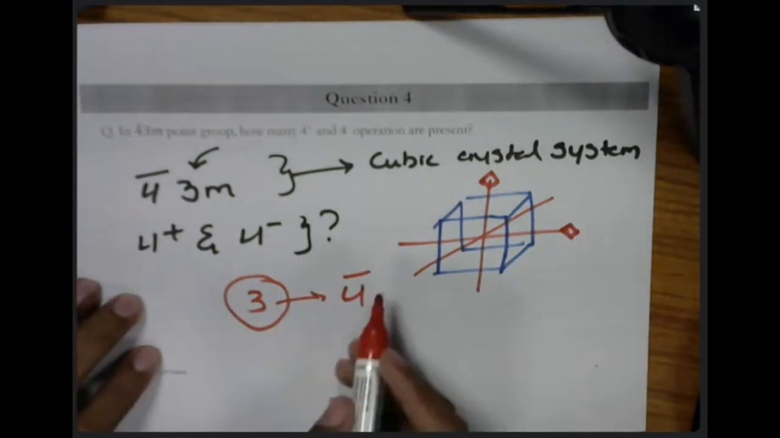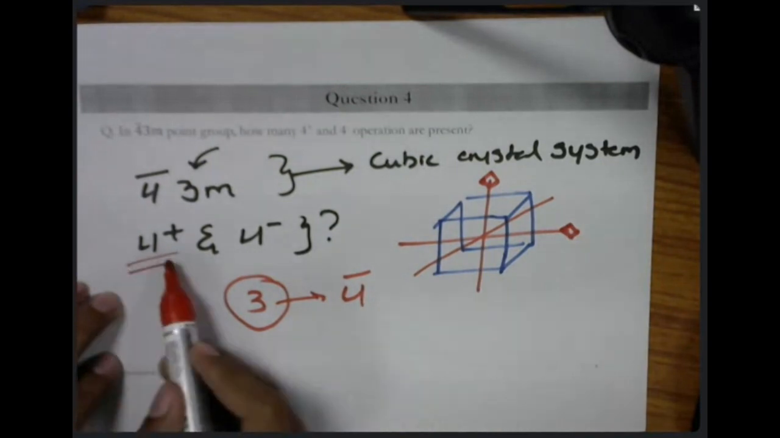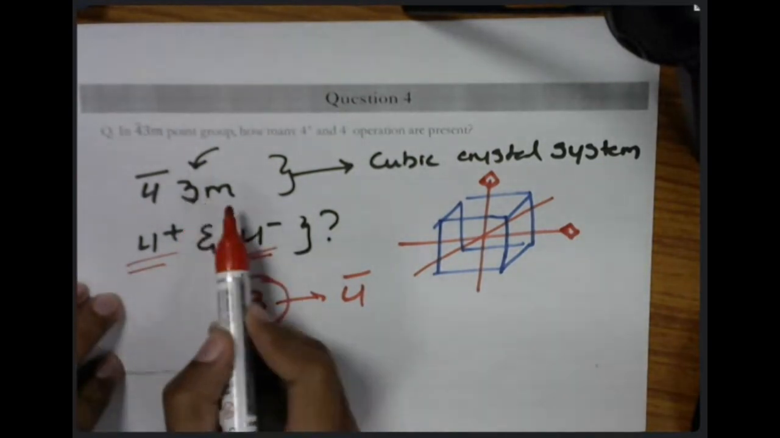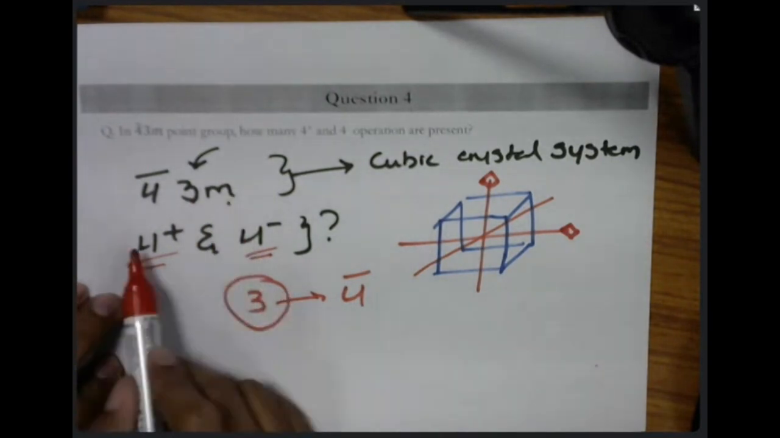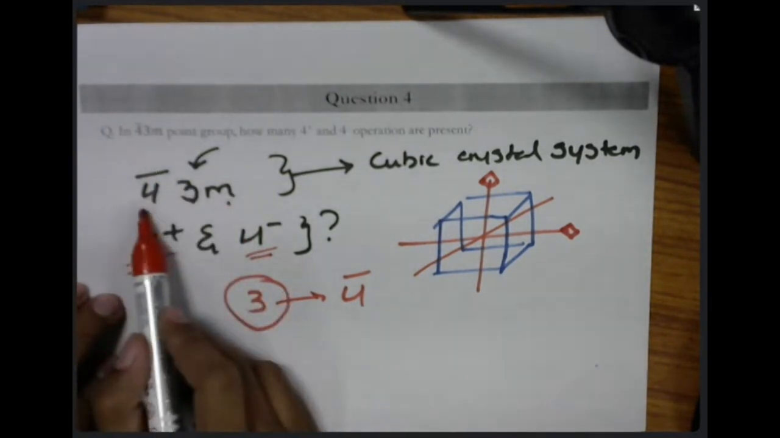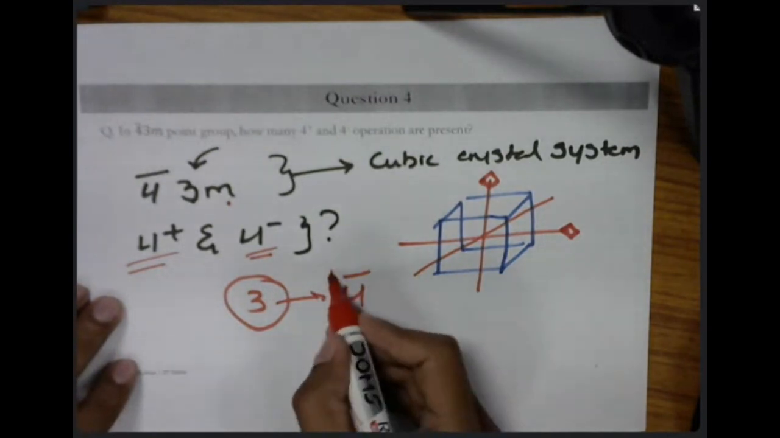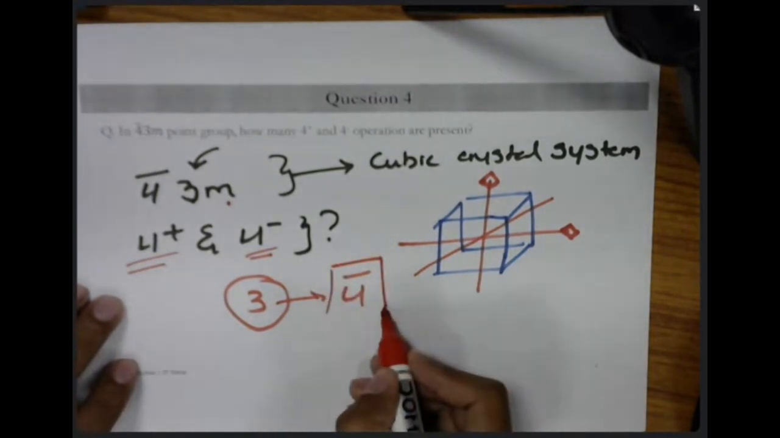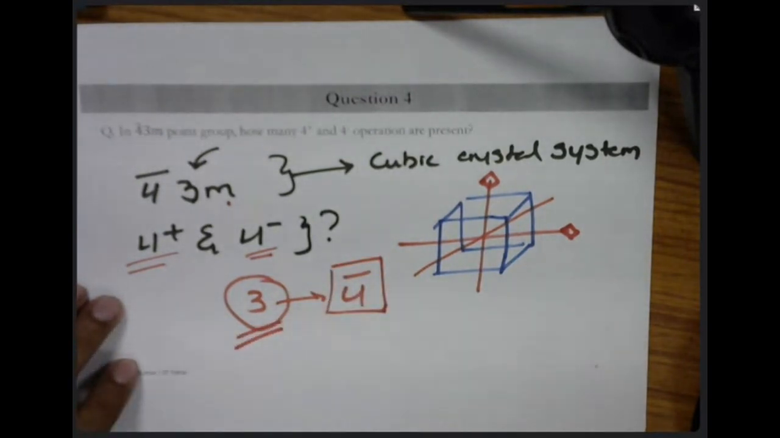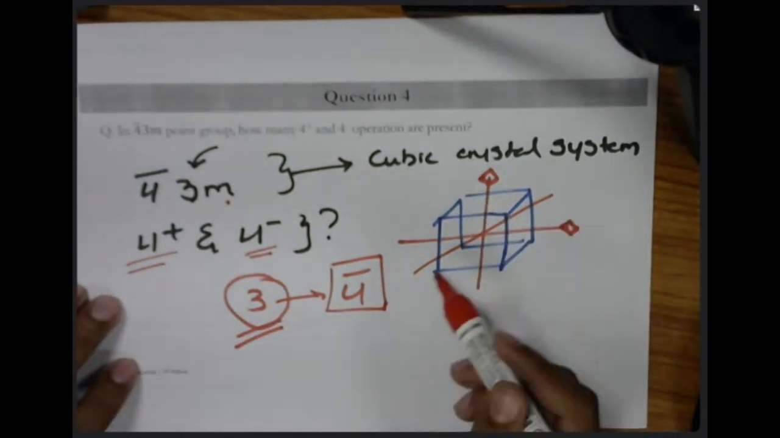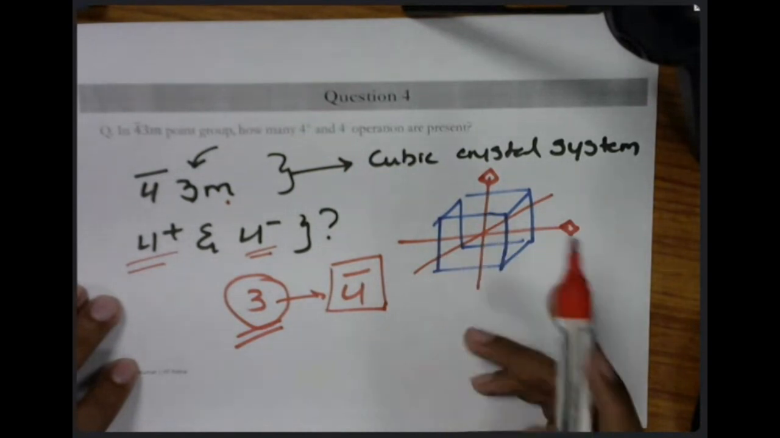And we know only 4 bar is the one which will produce 4 plus and 4 minus. 3 is not going to produce it. Mirror is also not going to produce it. Only 4 bar is going to produce 4 plus and 4 minus. Right. And we know how many such axes are there in the cube, that is a total of 3. That means the 4 bar will repeat 3 times.